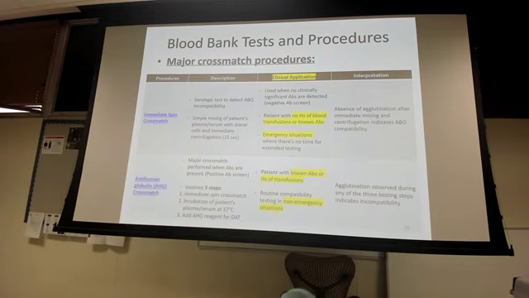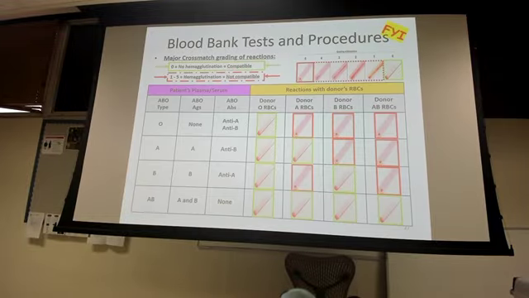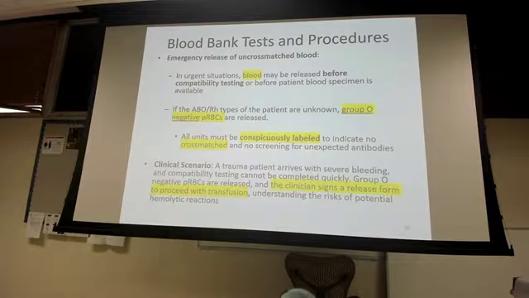We have major and we have minor. And then the 2 types of major cross-matches are immediate spin, AHG. Okay, good. That's all you need though. So this is FYI, this is what it looks like. If we were in the lab, I would actually show you what it looks like, but we're not. So we're going to skip it.